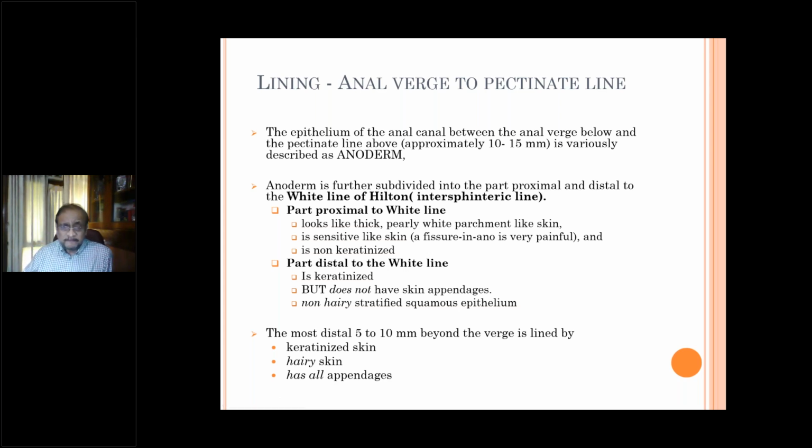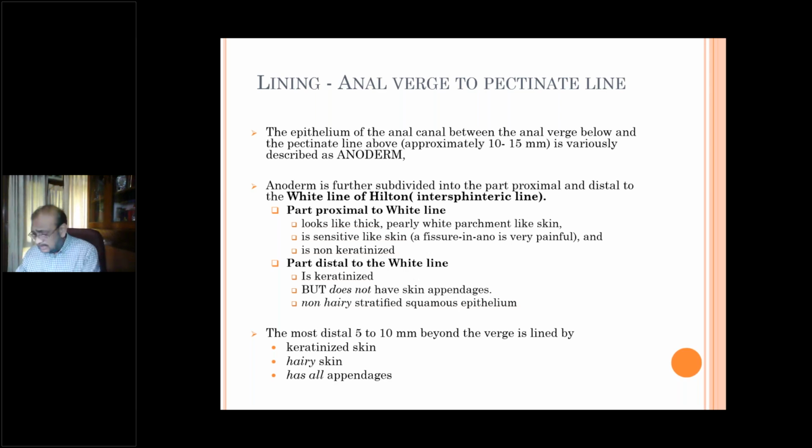That's proximal to the white line. So it looks like thick, pearly white, parchment-like skin. It is absolutely parchment-like, and it is very adherent. You can't move it over the deeper layer, which means there's hardly any submucosa there. It is sensitive like skin. How do we know that? Because a fissure always lies in this white sensitive skin, and a fissure is very, very painful. So we know it is basically a sensitive skin and non-keratinized.